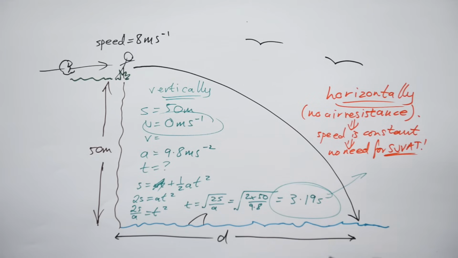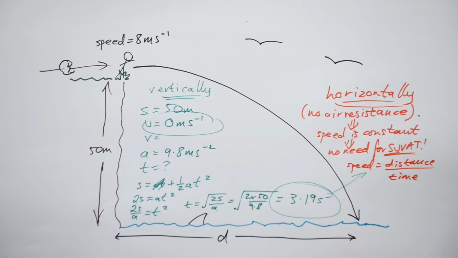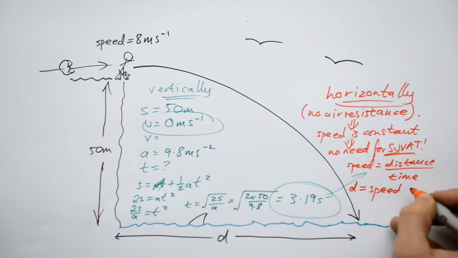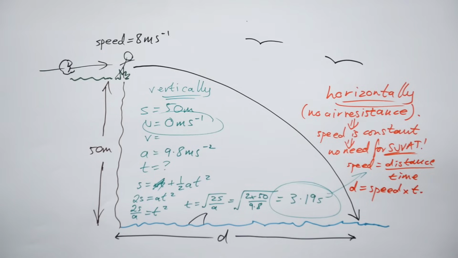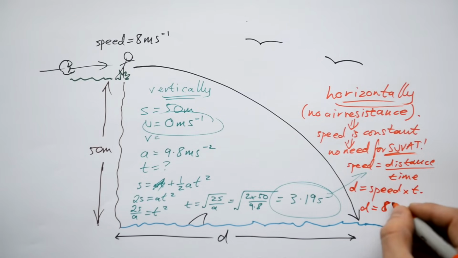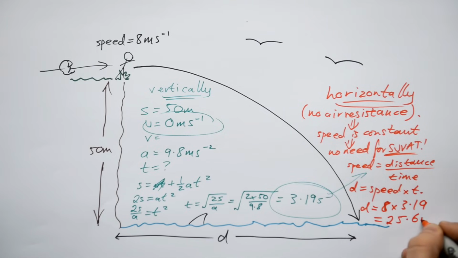So if you know speed is constant, then we can just say speed equals distance over time. That means therefore the distance is speed times time. And of course, when we talk about speed, we're talking about its horizontal speed. That horizontal speed, it started off at 8 meters per second. That's always going to be the same. So we're going to say 8 times 3.19. That gives us a distance of 25.6 meters. Therefore, we can say that D is 25.6 meters.